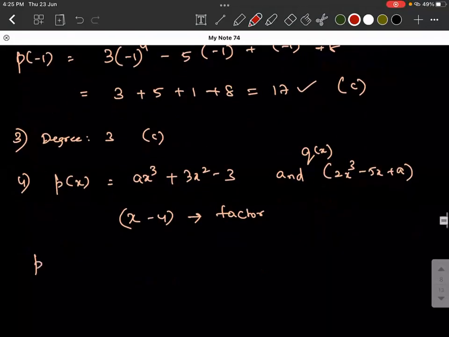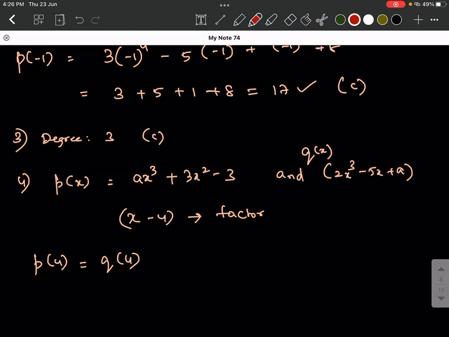According to the remainder theorem, we can say P of 4 is equal to Q of 4. How did I find that 4? The remainder theorem is from your 9th standard. If I equate the factor x minus 4 to 0, I get x is equal to 4. So find P of 4, find Q of 4, and equate them, because they leave the same remainder. Both polynomial functions give the same remainder when divided by x minus 4. So can you do it?